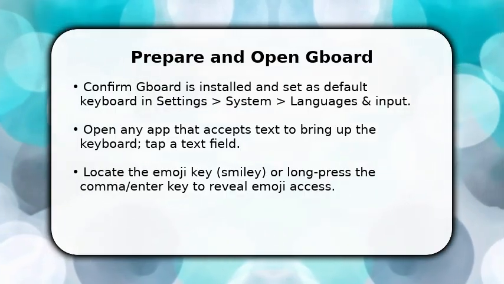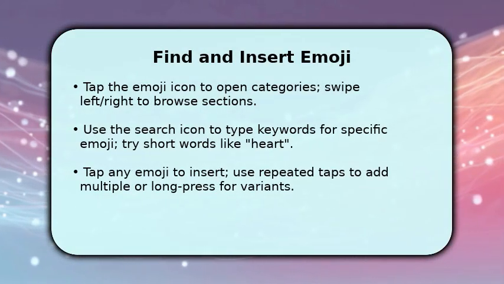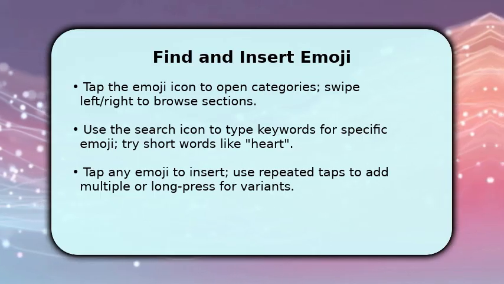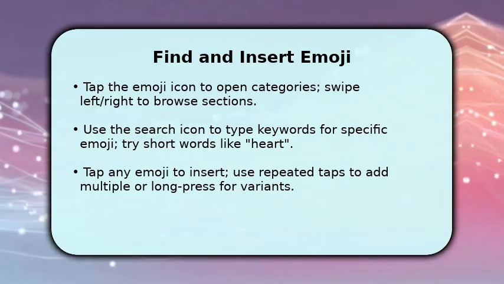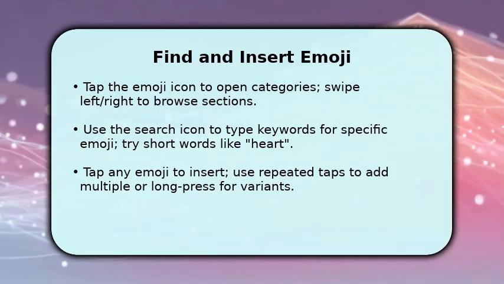Once the emoji panel is open, swipe through category tabs, people, nature, food, activities, to visually scan options. If you want a specific emoji quickly, tap the search icon and type a short keyword such as heart or smile. This filters results instantly.